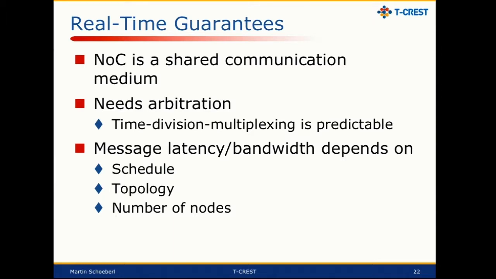Yes, so I've mentioned this before, I think. Message latency and bandwidth depend on the schedule. Most of the time we do an all-to-all schedule because it's simple. Topology, of course, and number of nodes. And when you think an all-to-all schedule is a big waste of bandwidth, then I say yes, but it's a very cheap one. Actually, this TDM NoC is a very cheap implementation. You don't have any buffering except your pipeline stages. You don't have flow control, and these router structures are very small compared to other networks, and so is the network interface. So we are wasting bandwidth very cheaply.